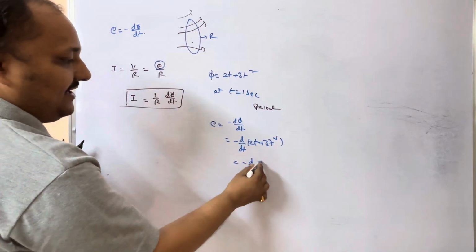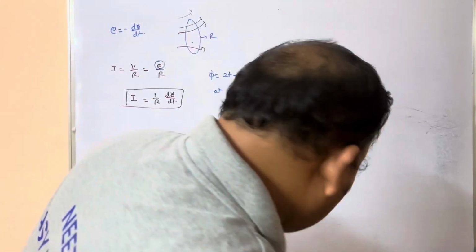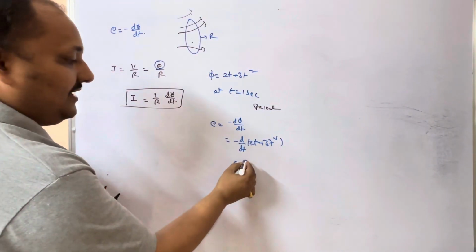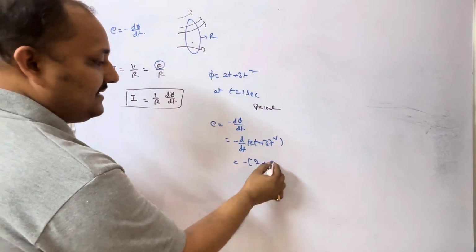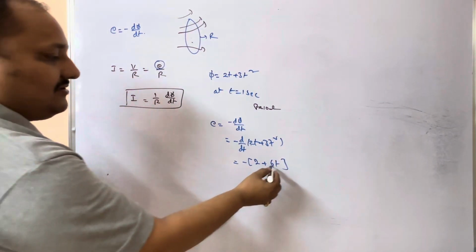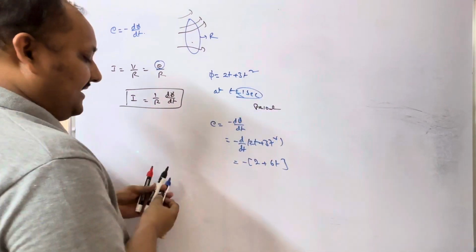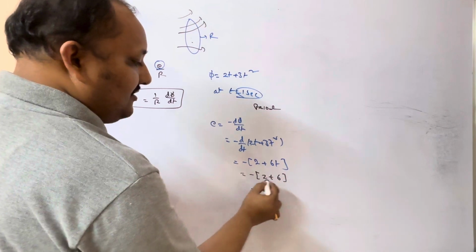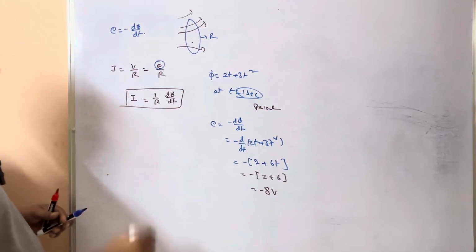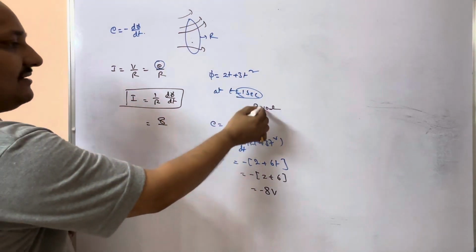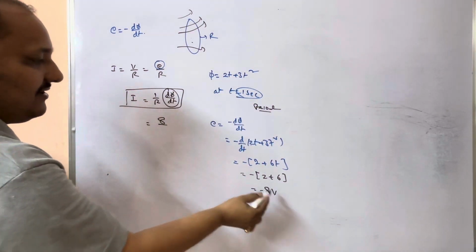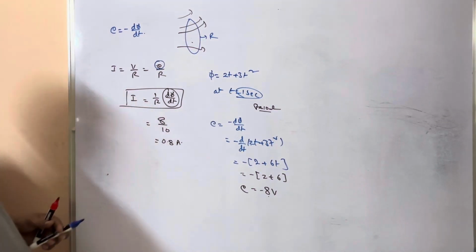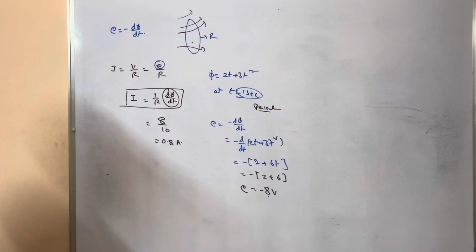So minus d by dt of 2t plus 3t square. Directly we can do it, already we wrote the derivative. Derivative of 2t is 2, plus 6t. So in place of t, how much do we have to take? 1 second. If you take 1 second, that is going to be minus 8 volts. If they are asking for the magnitude here, 8 by resistance. d phi by dt value we got is 8, that is the EMF. 8 by 10, 0.8 amperes. So like this they are going to ask.